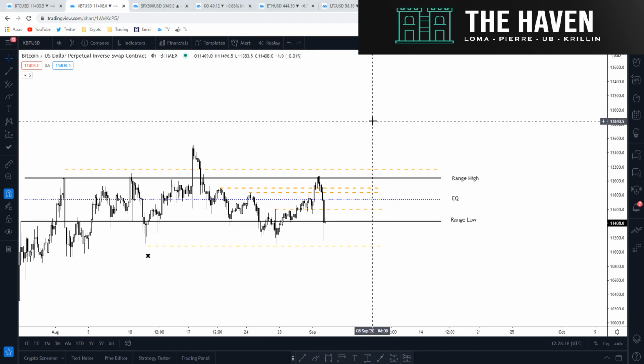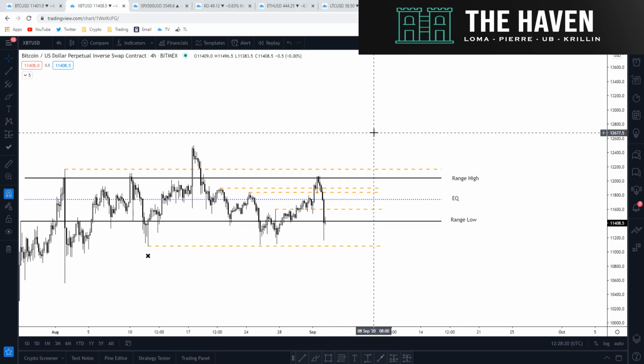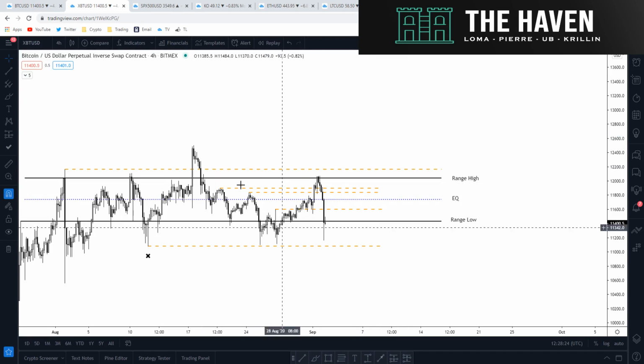I think that makes sense, right? Anyway, so that's essentially what I'm looking for. I'm just looking for untapped areas of liquidity. So I highlighted those three areas on the chart here.